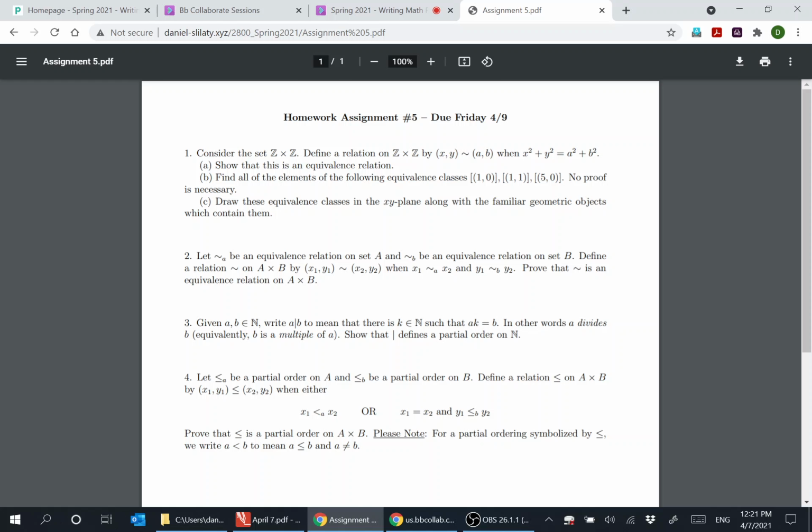Or not 6. Starting with questions on assignment number 5.